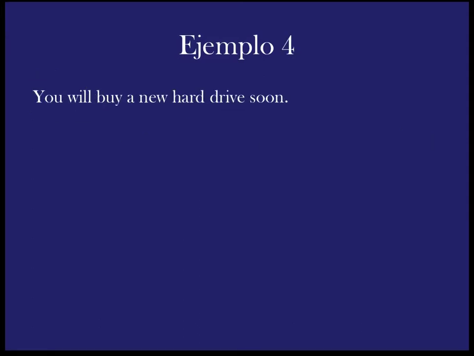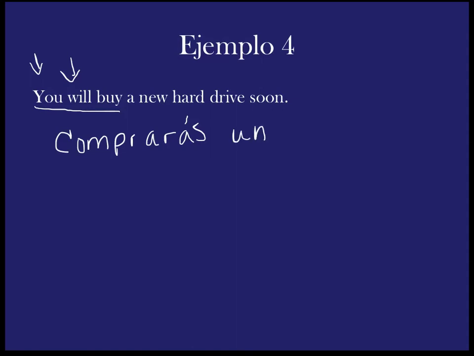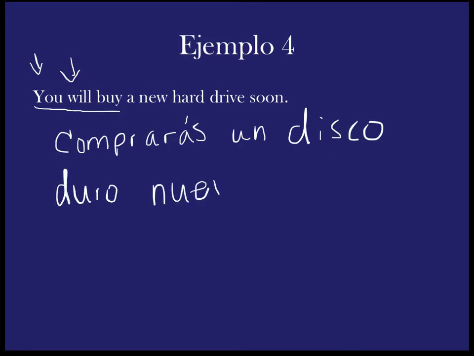Ejemplo 4. Now for this one, let's find again our main source of verb conjugation, which is "you will buy." Because we've got "will," we need to use the infinitive of the verb instead of dropping an AR for comprar, which is our verb to buy. And now we need to choose the appropriate ending for you. Comprarás, and of course you could use comprará if it's a more formal situation. Comprarás un disco duro nuevo pronto.